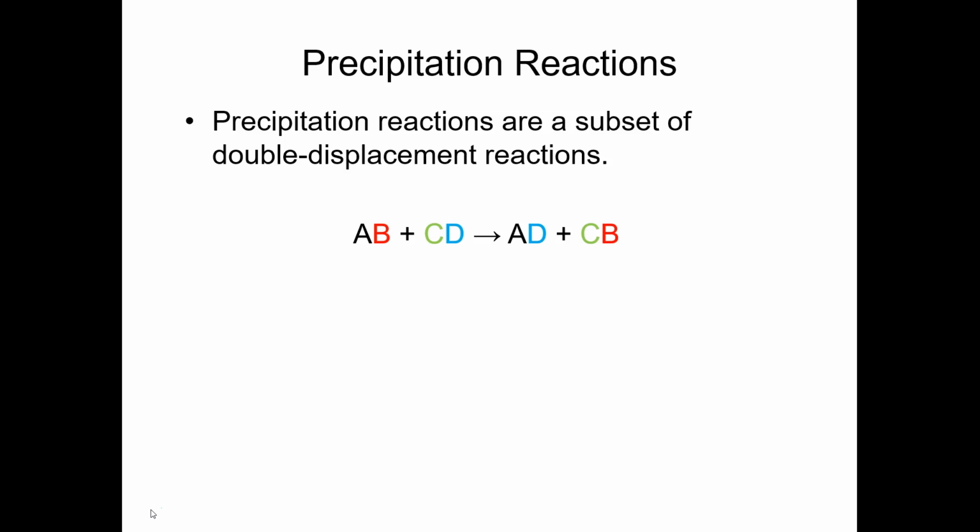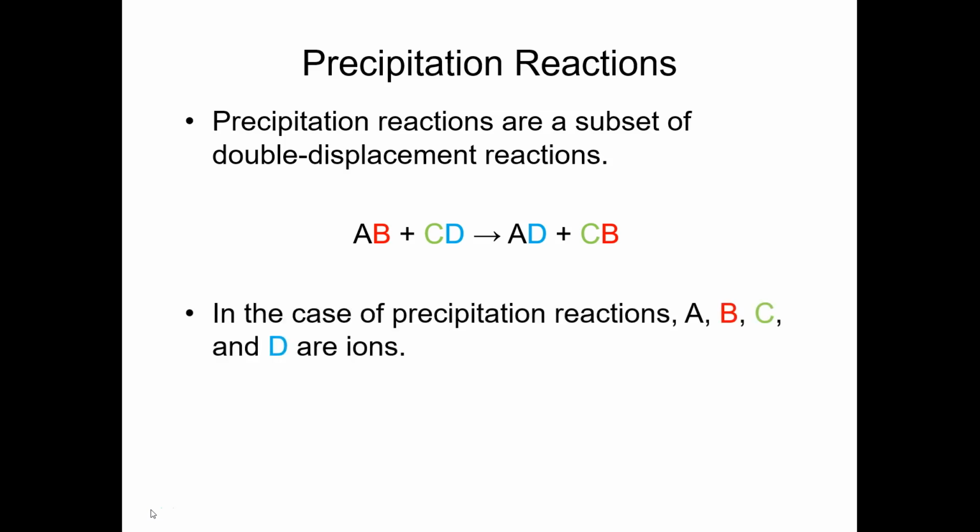reaction. You can see here that we start out with A matched with B and C matched with D, and after the reaction we've got A matched with D and C matched with B. In the case of precipitation reactions, components A, B, C, and D are all going to be ions in ionic compounds, and so the compounds AB, CD, AD, and CB are all going to be ionic compounds.